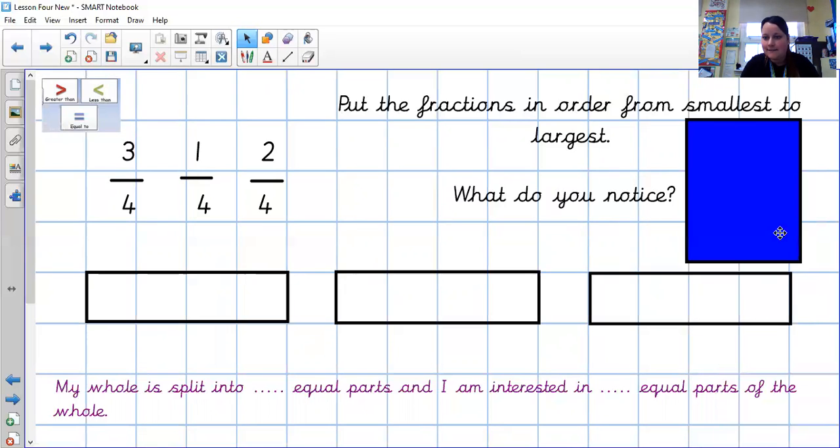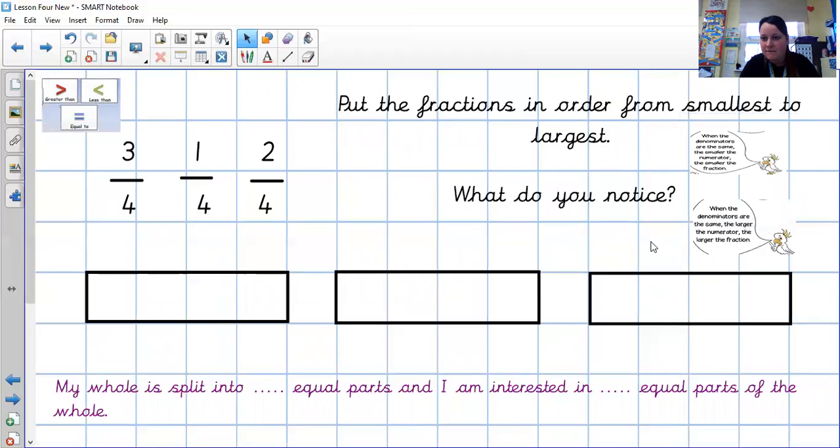When the denominators are the same, the smaller the numerator, the smaller the fraction. So if we're ordering from smallest to largest, when the denominators are the same, and they are the same in this example, they are quarters, the smaller the numerator, the smaller the fraction. And that's because we have less equal parts of the whole. So have a go at ordering those fractions, show it using the bar model, and extra challenge, try and put your greater than and less than symbols in the correct place.